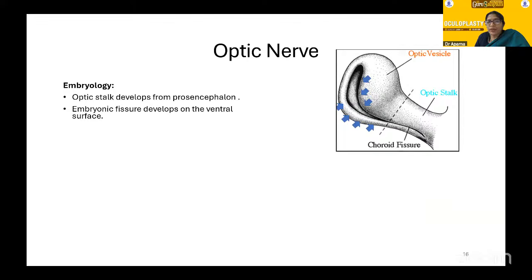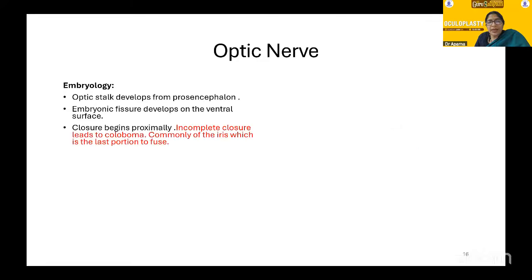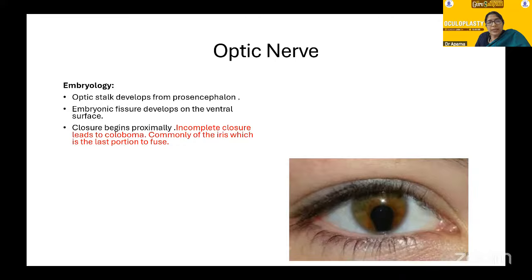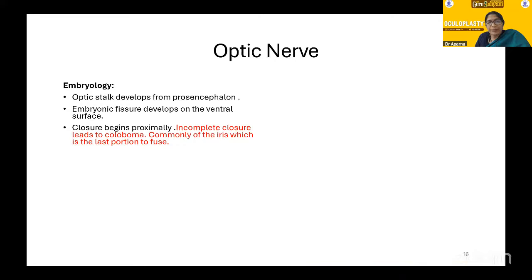There is an embryonic fissure which develops on the ventral surface, and it starts closing from proximal to distal, and at the optic cup, the center point closes first. So in case of inability or incomplete closure of this fissure, there is something called coloboma which develops, and the iris is the commonest structure to develop this coloboma. This is a picture showing iris coloboma.